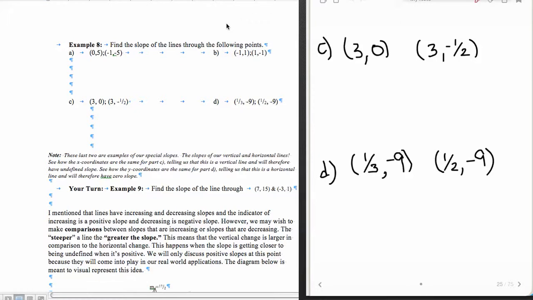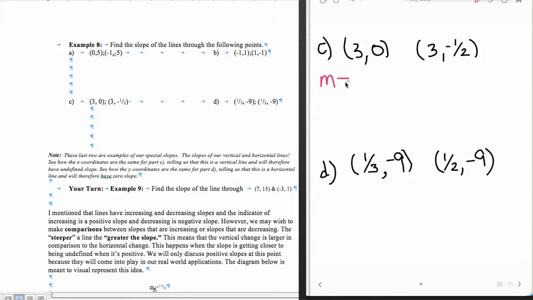Okay, this continues section 3.3. We're continuing on with our example of finding the slopes of lines using the slope formula. So we have the 2 points, (3, 0) and (3, negative 1/2) that are on our line. So we're going to go ahead and find the slope.